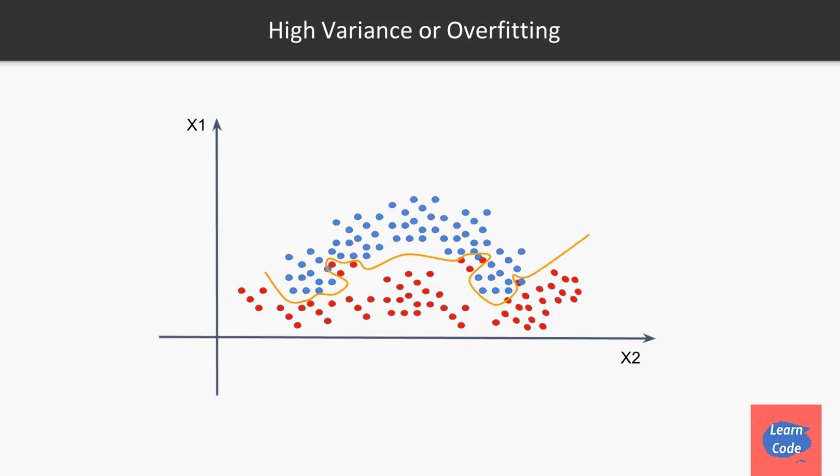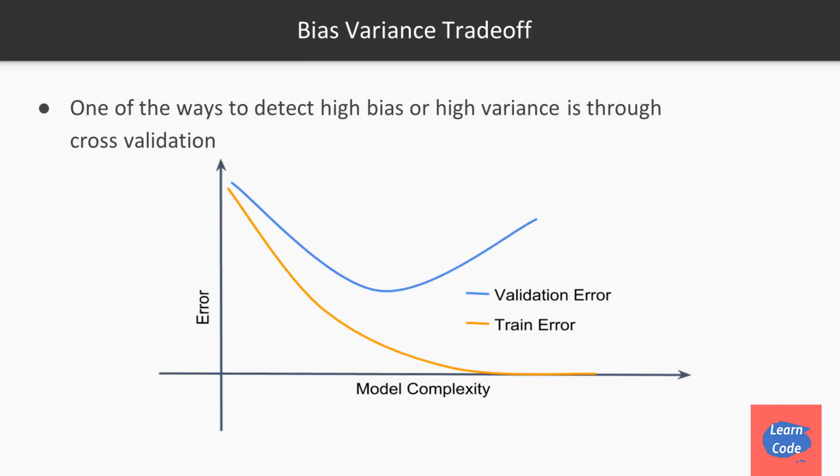If you look at this diagram over here, the new line is trying to fit the graph so well that it is not able to generalize after a certain point, and it is trying to capture each of these points exactly. One of the ways to detect high bias or high variance is through cross-validation.